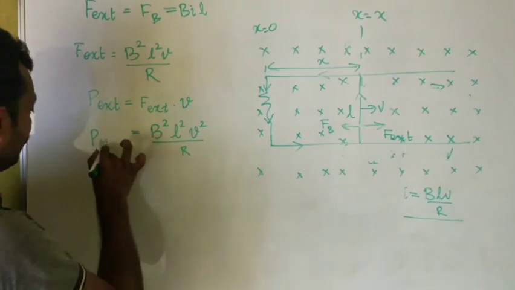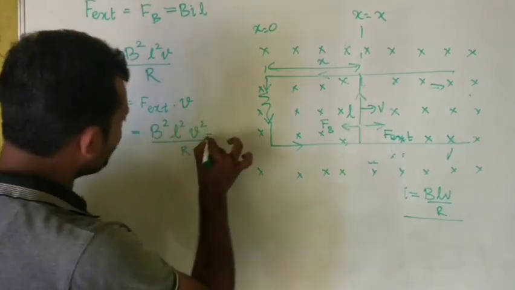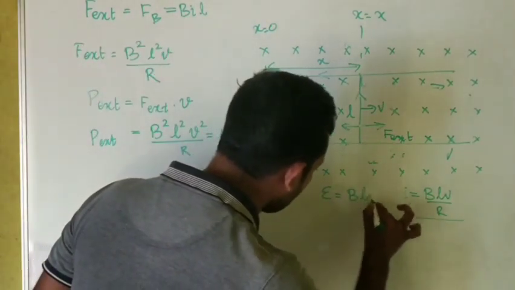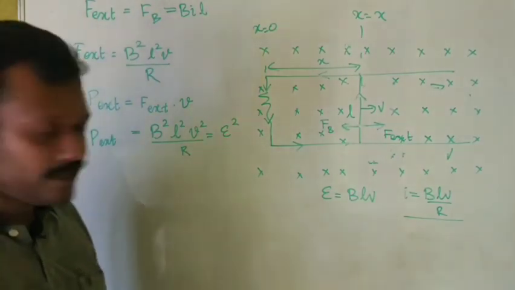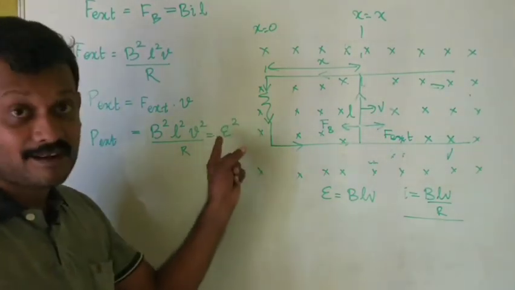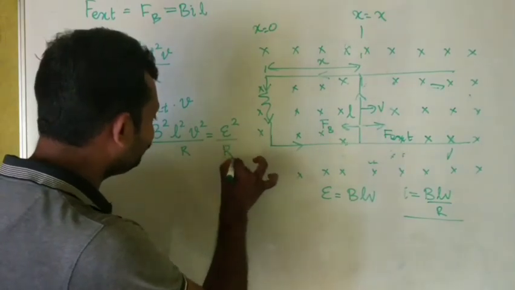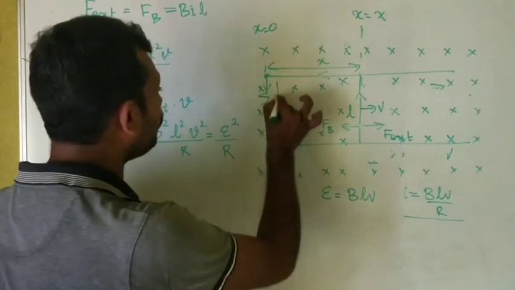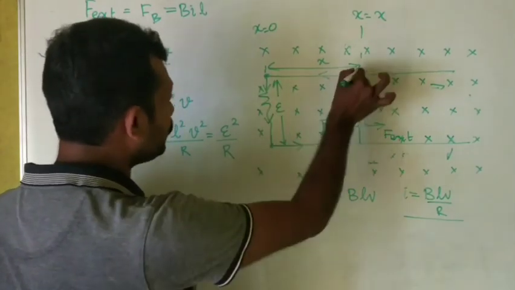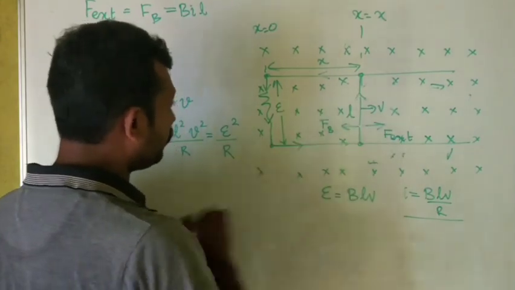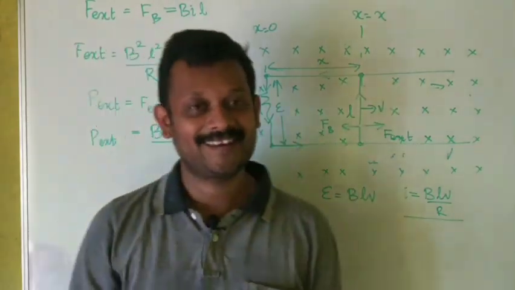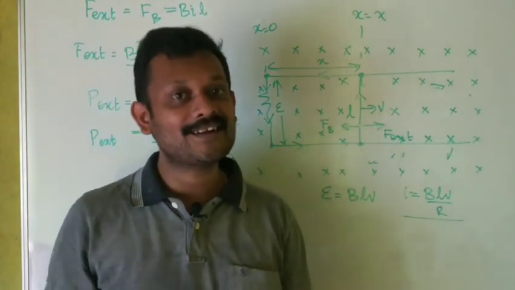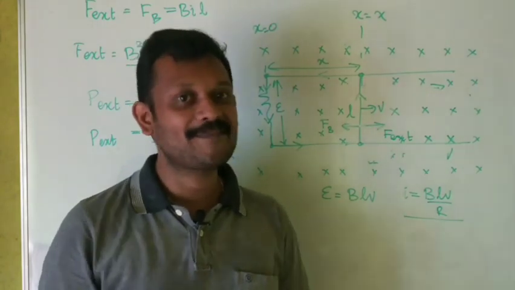That is power external. But what is B square L square V square? This is epsilon square, because you have learned that epsilon is equal to BLV. So this is epsilon square divided by R. What is epsilon square by R? The potential difference between these two points is epsilon, that is the induced EMF across these two ends, considering that all other parts are resistance free. Epsilon square by R is the power dissipated by the resistor.